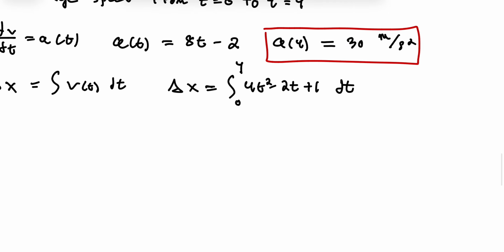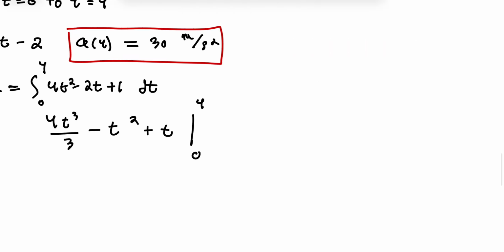And this is another simple power rule question, so our antiderivative is going to be 4t cubed over 3 minus t squared plus t, and this is going to be evaluated from 0 to 4. I already went ahead and did this, so our displacement is going to be equal to 73.3 meters.